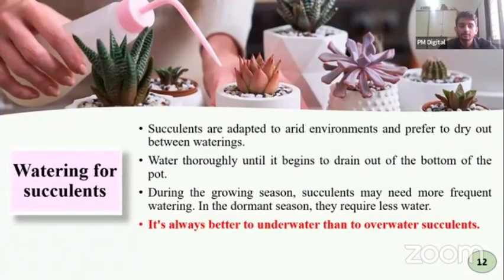Now coming to the watering. Watering is the most important and problematic aspect for this particular succulent plant. Succulents are adapted to arid climate, so they require a dry period between two waterings. Water thoroughly, which is common for all plants, not only succulents. When you water the plant, water should be applied thoroughly, until the pot completely dries out.